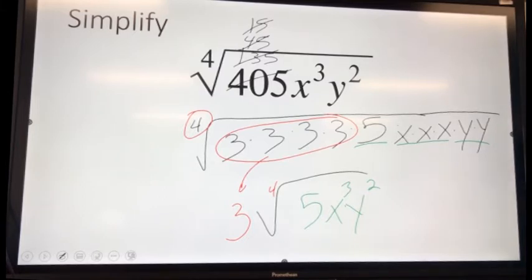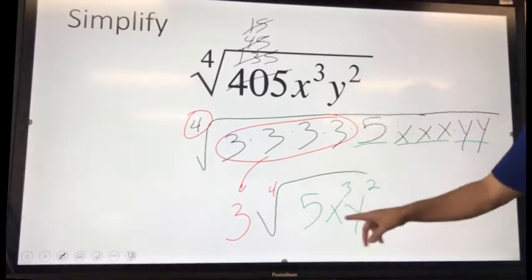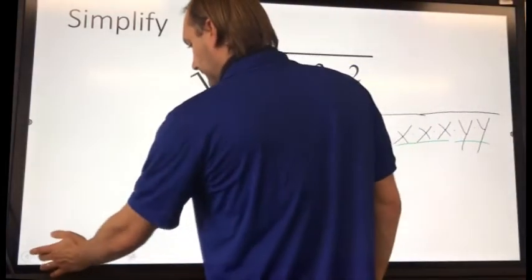Let me check our answer. You can check your answer. It won't work too well with the variables, so you just have to check with the numbers.